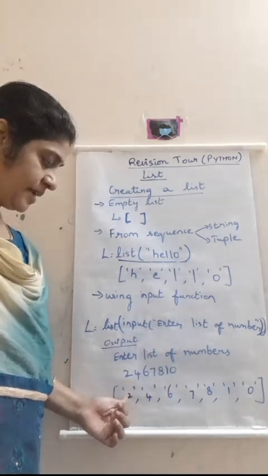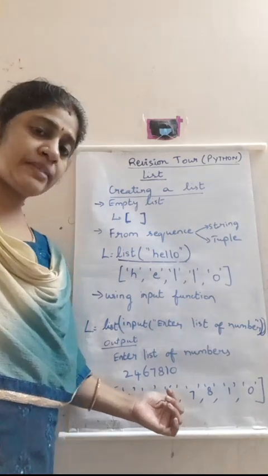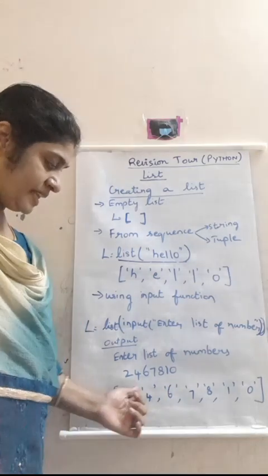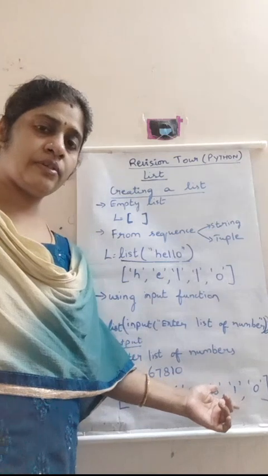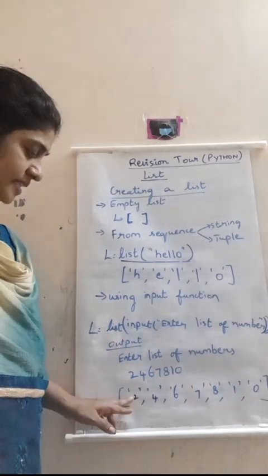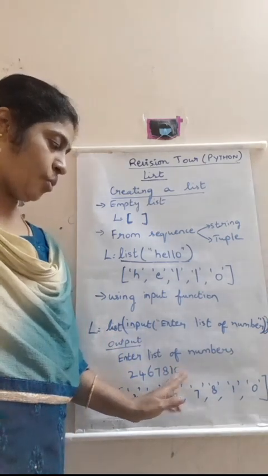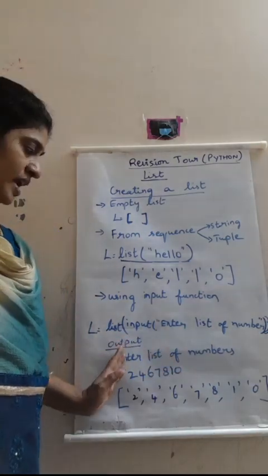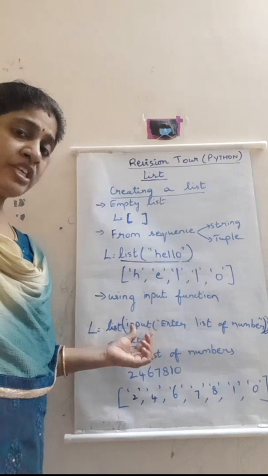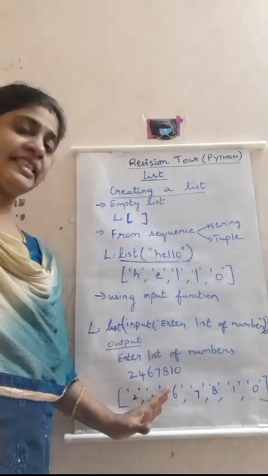You have to notice that everything will be converted into the form of strings. Like this: 2, 4, 6, 7, 8, and instead of 10 it will consider 1 and 0. So in this way you can use input. If you use input, it will convert like this.